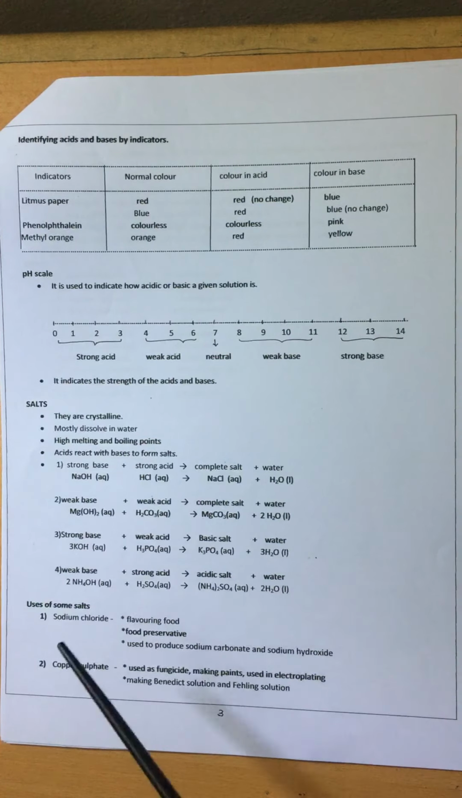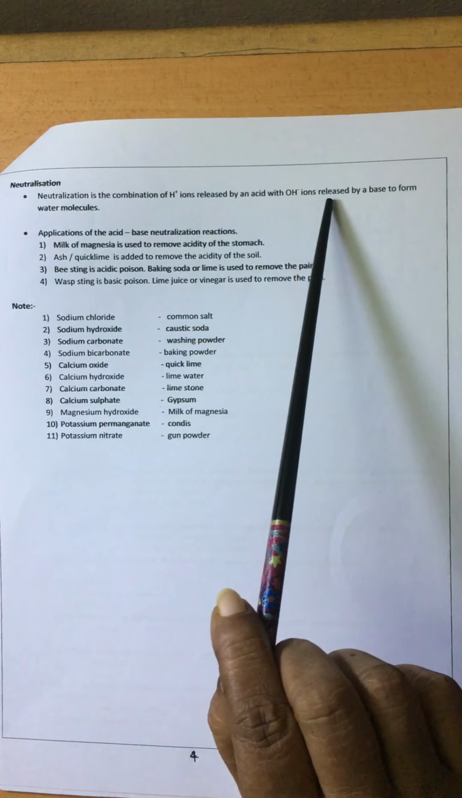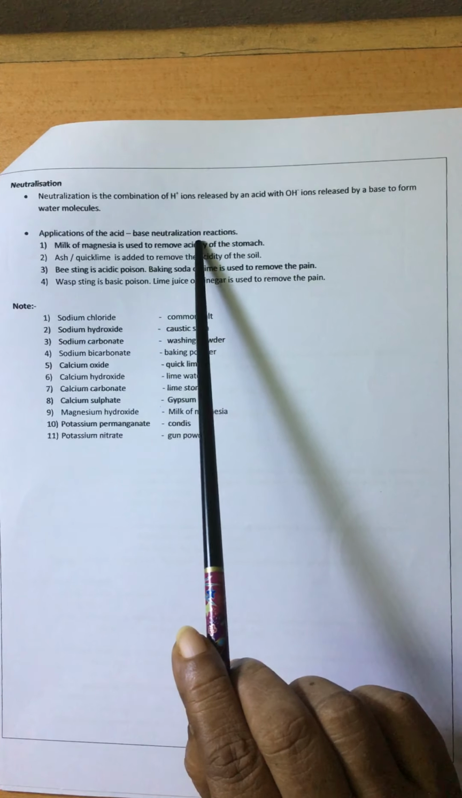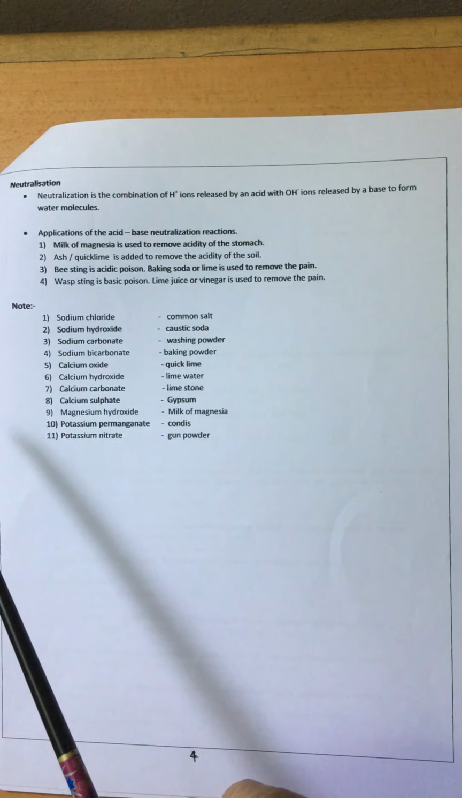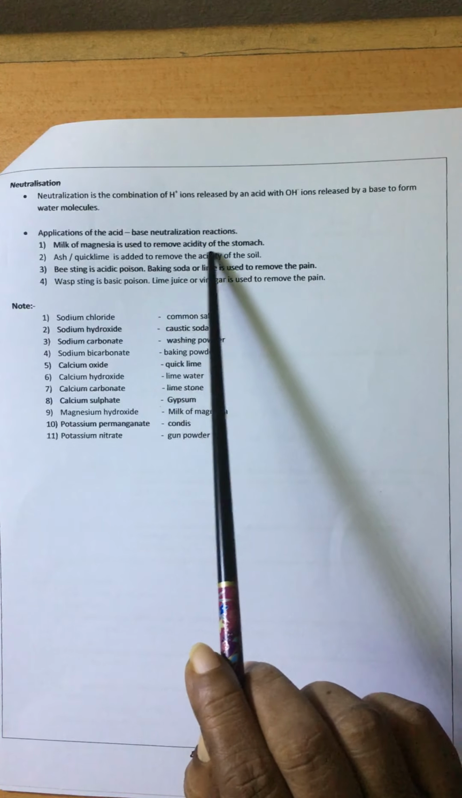Next one, the neutralization reaction. Neutralization means the H+ ions in the acid combine with the OH- ions in the base, and what is released? A water molecule along with salt. That is the neutralization reaction. Some applications of acid-base neutralization: milk of magnesia, that is magnesium hydroxide, a weak base, is used to remove acidity of the stomach.